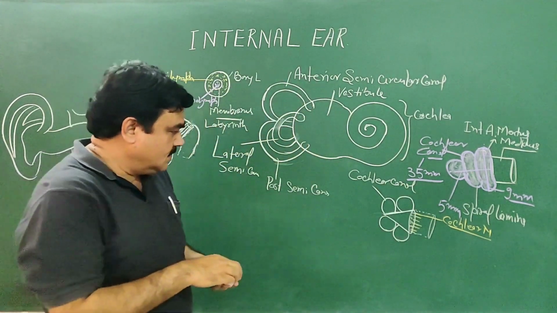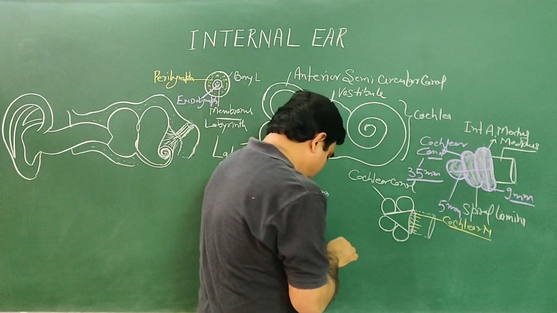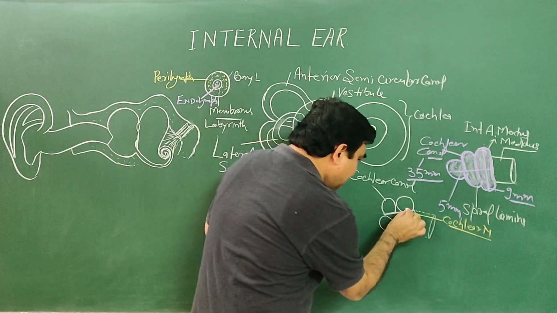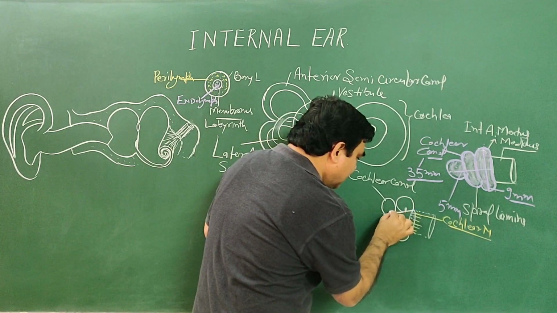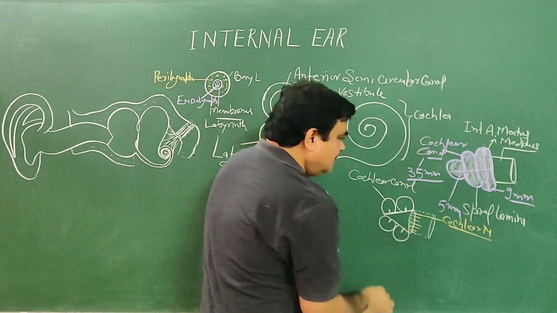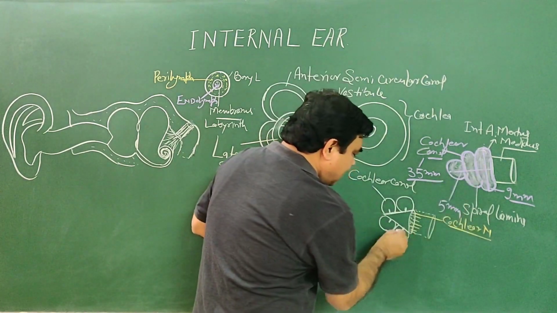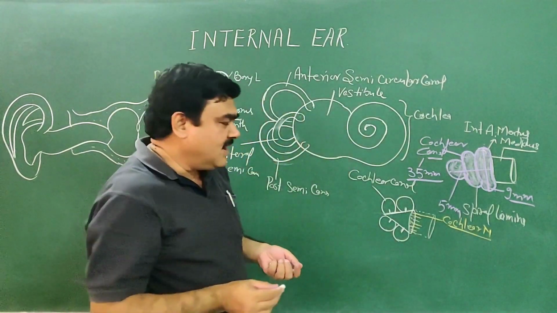If you see, here is the position of the spiral lamina. This is the spiral lamina. This is the position of the spiral lamina, which was already discussed here.